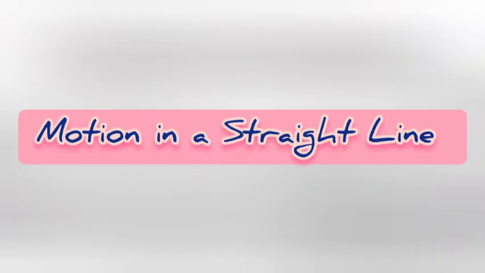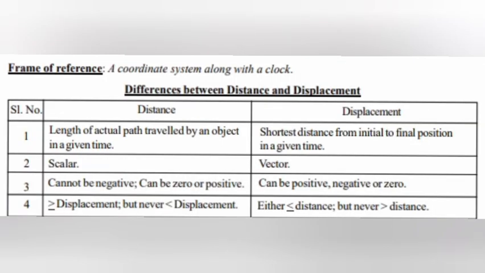Motion in a straight line. Difference between distance and displacement. Distance: length of actual path traveled by an object in a given time. Displacement: shortest distance from initial to final position in a given time. Distance is a scalar quantity and cannot be negative; it can be 0 or positive. Displacement is a vector quantity and can be positive, negative or 0.